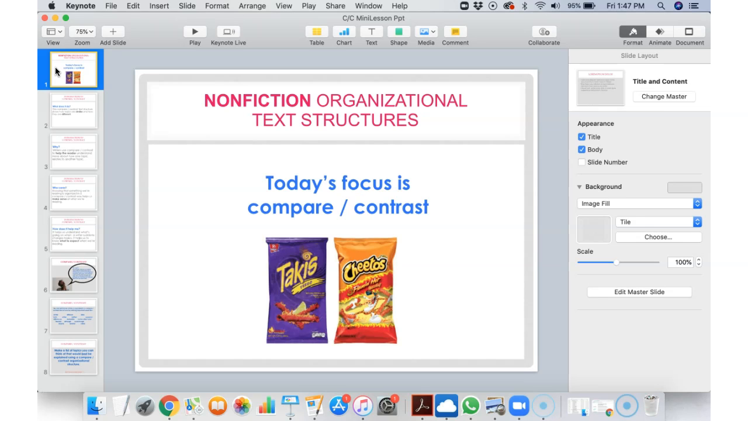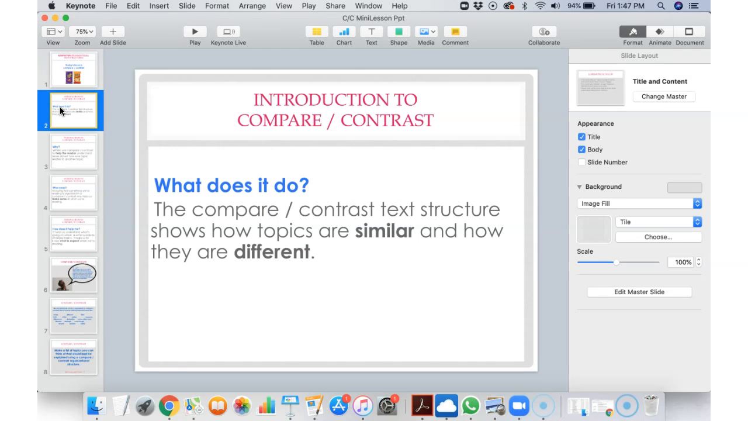When we think about organizational text structures, because I know that's what the title says here, we're talking about compare and contrast, but it also has to do with things like cause and effect, problem solution, things like that. So we're just going to go ahead and focus on compare and contrast today. So here's the deal. Compare and contrast is an organizational structure that shows how certain topics are similar and how they're different.